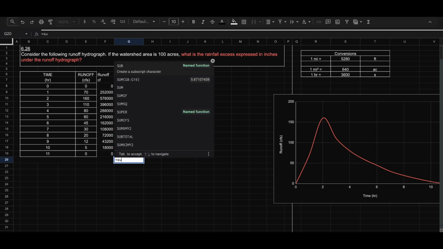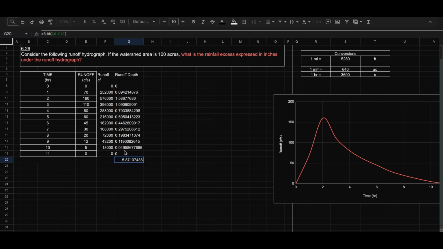Let's sum up. The sum of each one of them will give you the total depth. So what we have found here is in inches, and this is what they're asking us for, the rainfall excess expressed in inches under the runoff hydrograph. All we have found is the volume of water that this hydrograph represents, in inches. So this is the answer for this first problem. Let's get rid of some of the decimals because we're going to need this value for the next problem.